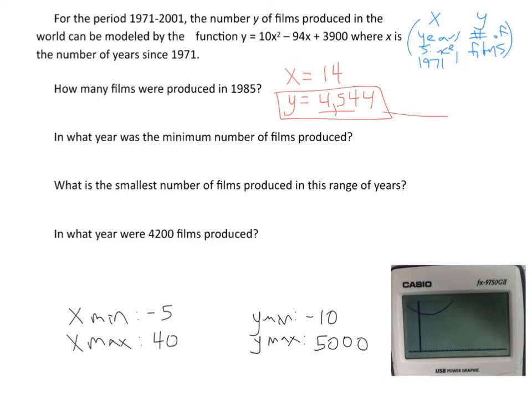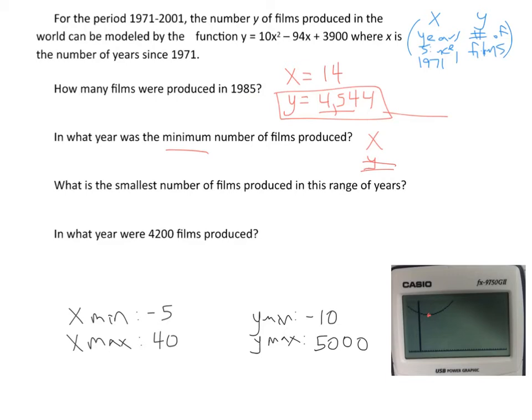All right. In what year was the minimum number of films produced? Well, we know that value is right here, right? We know that's the minimum value. Well, how do we find the minimum value or the minimum number of films? Oh, no, let's go back to the question, sorry. In what year was the minimum number of films? Okay, so are we trying to find x or y? In what year? Well, we need to think about how many years have gone by. So we're trying to find x here for the minimum.